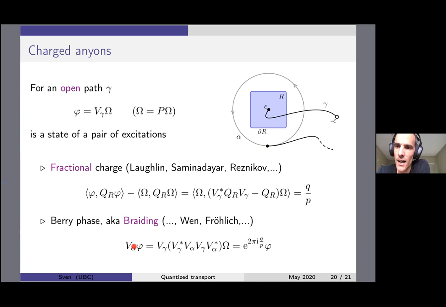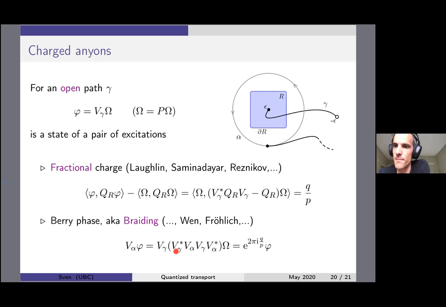So I want to explain how this V alpha phi is exactly equal to this. Well, phi is V gamma. So alpha is this closed curve. So V alpha acting on omega is nothing, so I can put it for free. Then I put V gamma on. So these three things together are my state phi. Then I act upon it with V alpha, it's here. And then I add again nothing, right?